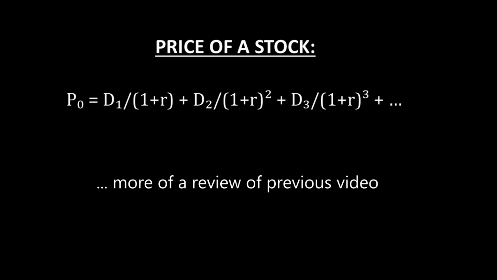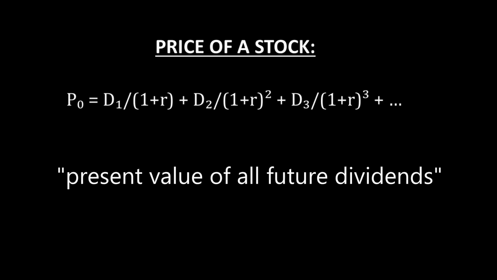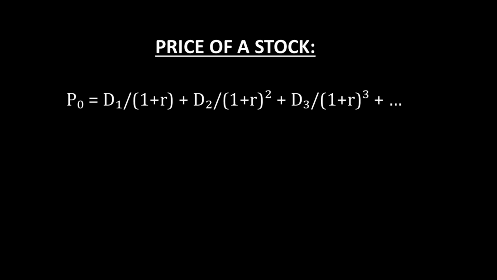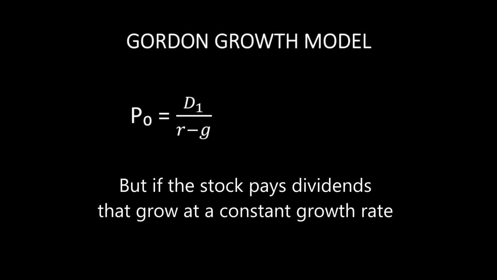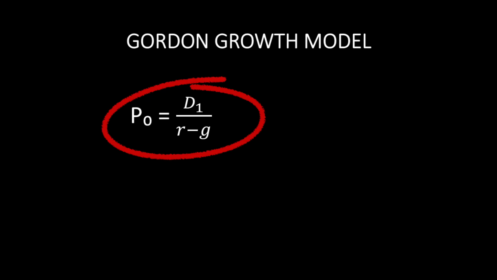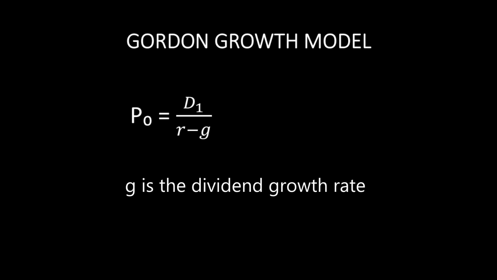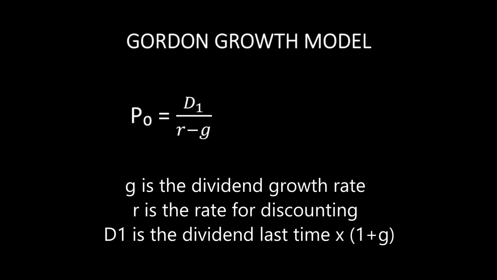Now let's start with something simple, more of a review of last time for those new to the channel. The price of the stock today, P sub 0, can be thought of as the present value of all future cash flows, usually dividends. And we have this formula over here. If dividends grow at a constant rate G, we showed last time that this simplifies to P sub 0 equals D sub 1 over R minus G. That's the Gordon growth model for dividend paying stocks with a constant growth G of the dividend payouts. R is the discount rate, and D1 is the expected dividend, computed as last year's dividend times 1 plus G.